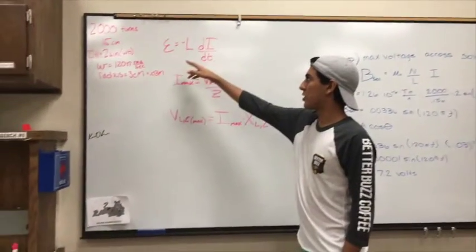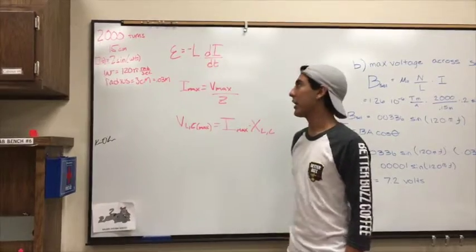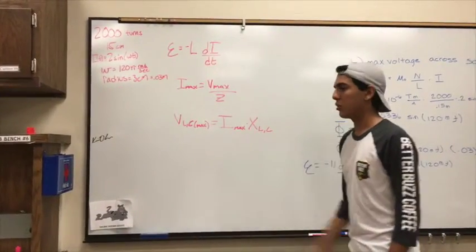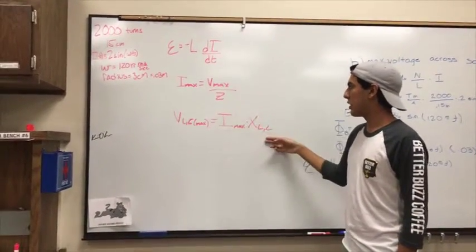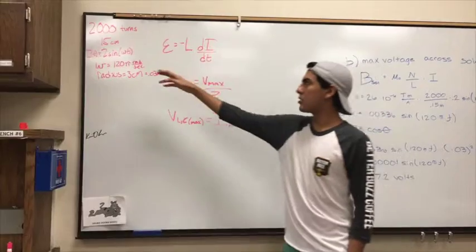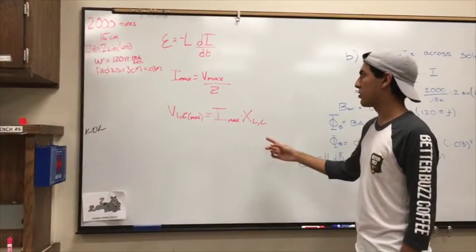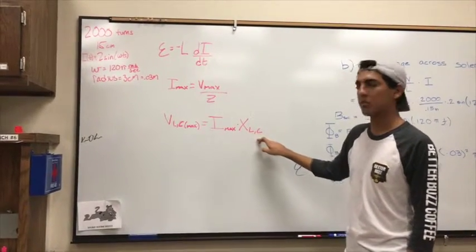If we used negative L di/dt, because we had solved for L in part A, we could have just taken the derivative of the current and multiplied it by our solved inductance and had the answer. And we could have also used these two ways, negating the sine part and just using the max current and the impedance in this case here, and impedance here with just the inductor and capacitor.